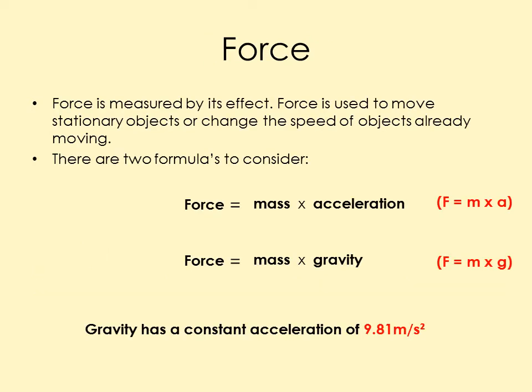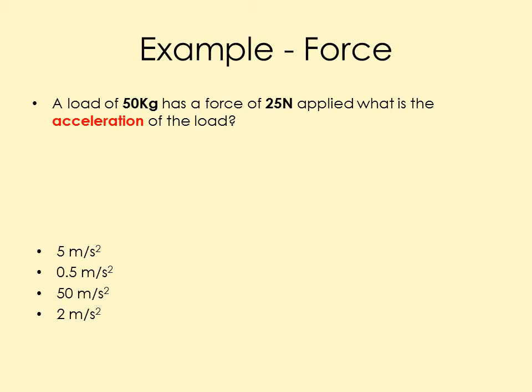Now, mass is used in two particular formulas related to force, and force is defined as measured by its effects. Force is used to move stationary objects or change the speed of objects already moving. Therefore, there are two formulas we need to consider. Force equals mass times acceleration, and force equals mass times gravity. Remember that gravity has a constant acceleration of 9.81 meters per second squared. So let's have a look at the following examples to see which one we would use.